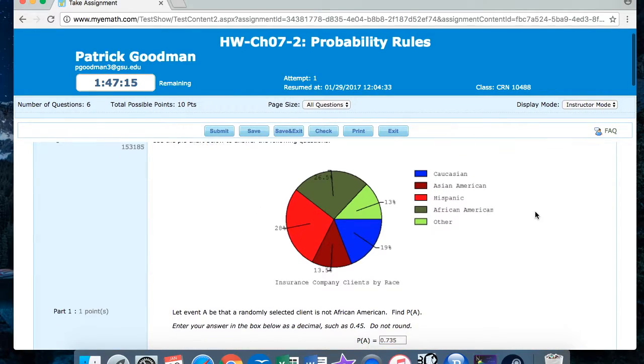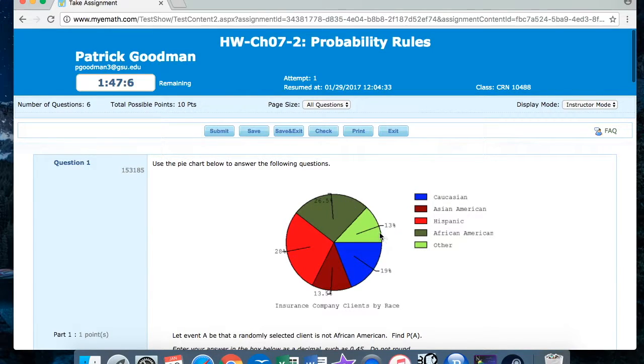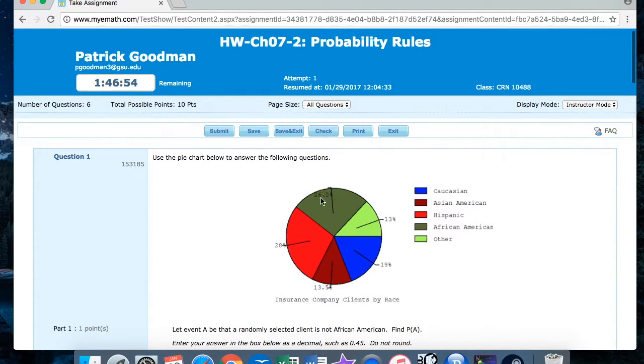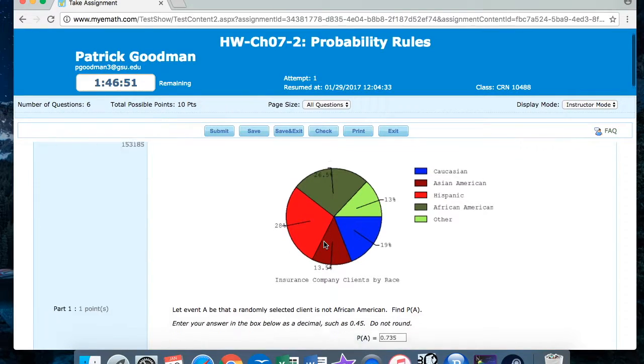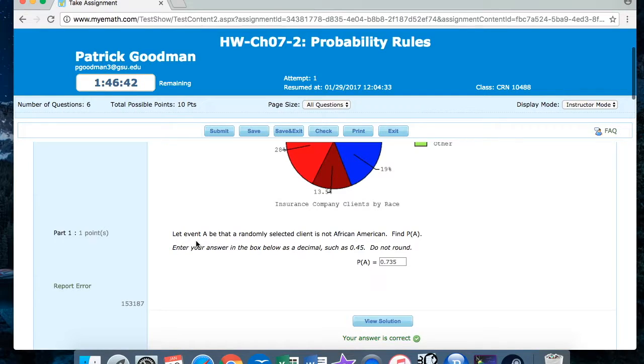Okay. So first things first, we're given a pie chart of insurance company clients by race. So we have African American, we have other, we have Hispanic, Caucasian, and then we have Asian American. So this is just a small little pie chart. It's kind of hard to see the probabilities, so it's kind of funny looking, I guess. But you might have to do a tad bit of squinting for this problem. Okay, so here we have event A, and we're saying event A is a randomly selected client that is not African American. So find the probability of this happening.